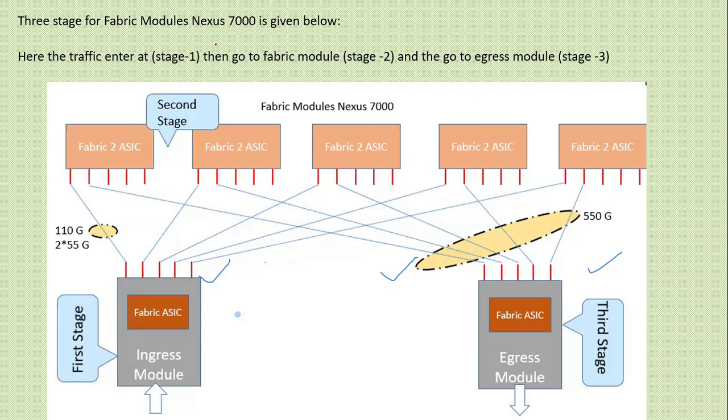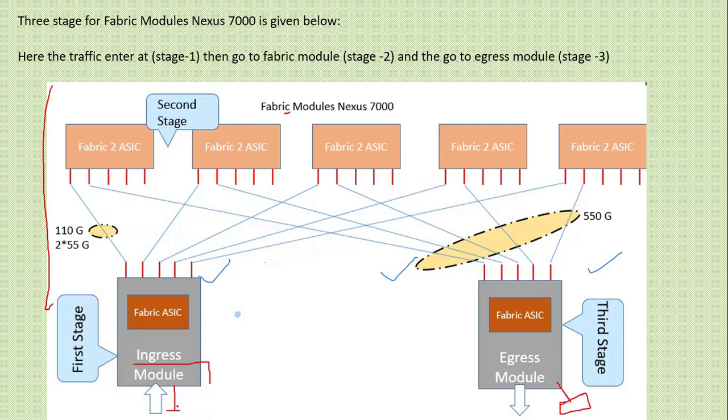Now, how does the traffic flow? All the line cards are connected to the fabric modules. If you have the one ASIC, meaning ingress modules, where the traffic is initiated, this is the source and this is the destination. Say I have one Nexus, and on one of the modules I have the source, and on another line card I have the destination.